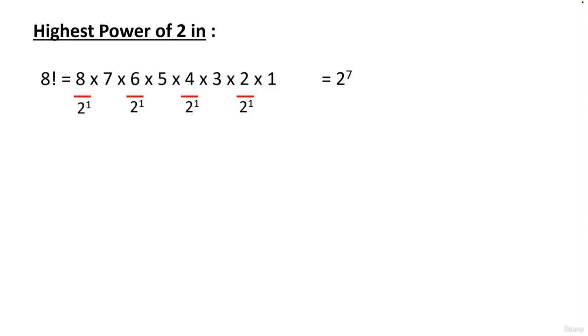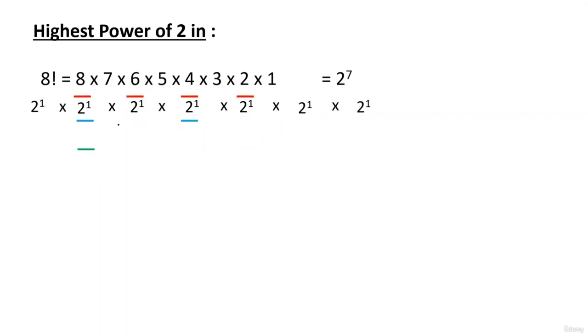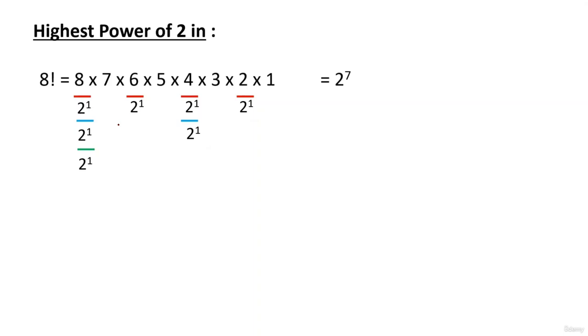Out of these four, exactly 2 numbers, 4 and 8, will contain higher powers of 2, that is, they are multiples of 2 squared. Among them, there is one number, which is 8, that contains 3 powers of 2, which is 2 raised to 3. You can observe it on the screen. We have 2 raised to 1 for 2, 2 squared for 4, 2 raised to 1 for 6, and 2 cube for 8. When you multiply all these, the highest power of 2 will be nothing but 2 raised to 7.